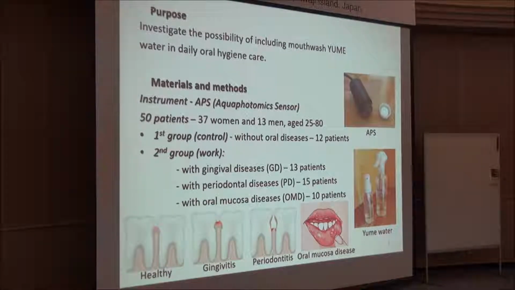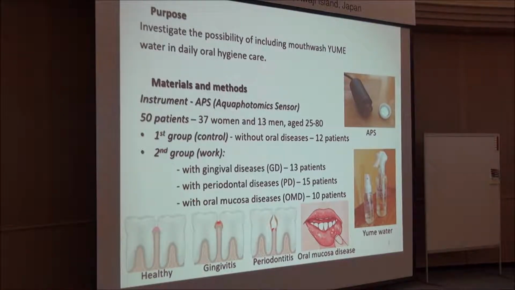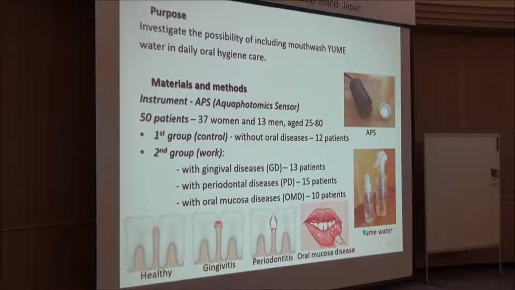First group, control group, without oral diseases, 12 patients, and second group, with gingival disease, 13 patients, with periodontal disease, 15 patients, with oral mucosa diseases, 10 patients. We say healthy, gingivitis, periodontitis, and oral mucosa diseases, and Yume water.